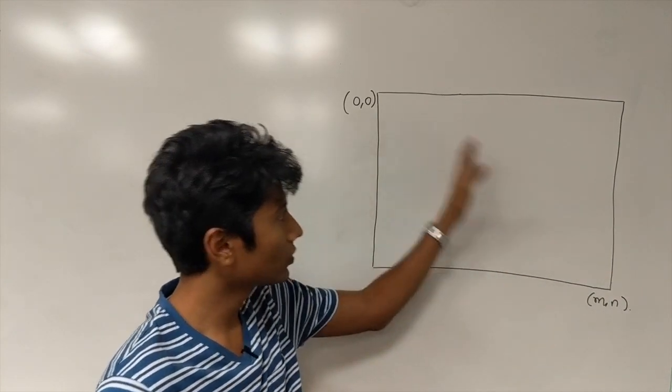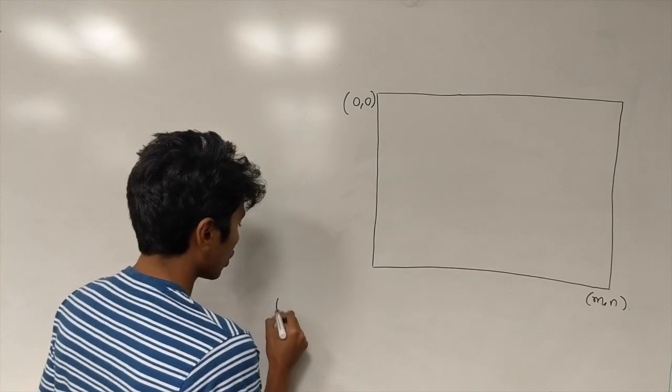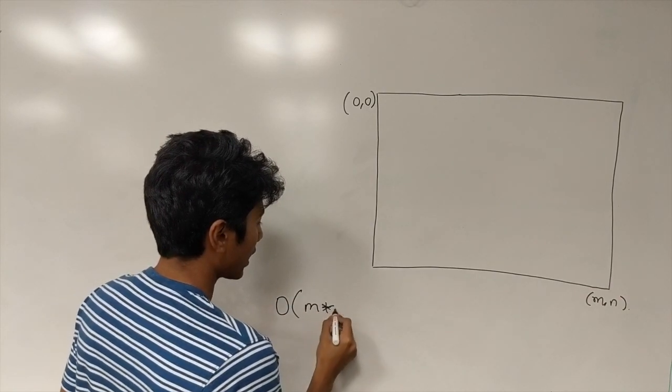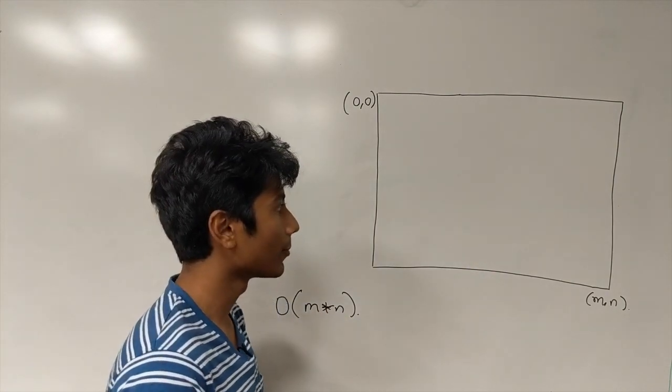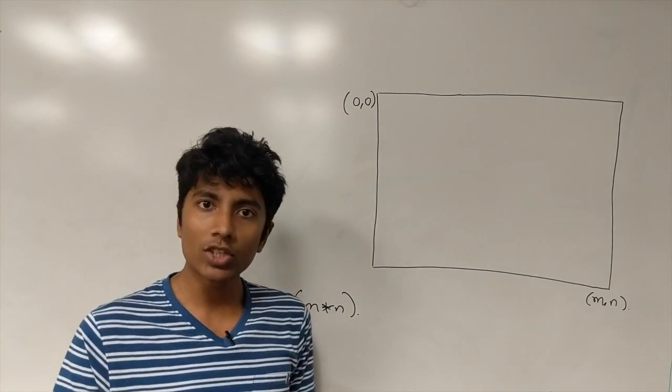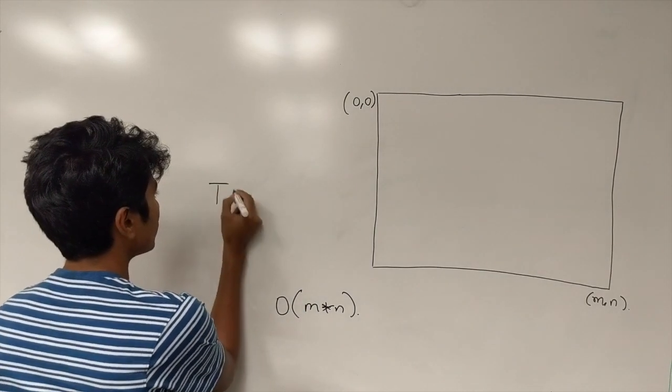So you see that this matrix is that big. The order complexity of that was order m cross n, and that makes sense because the matrix is that big and you're filling it up. In approximate string matching, what happens is you're also given another parameter, which is a threshold parameter, t.